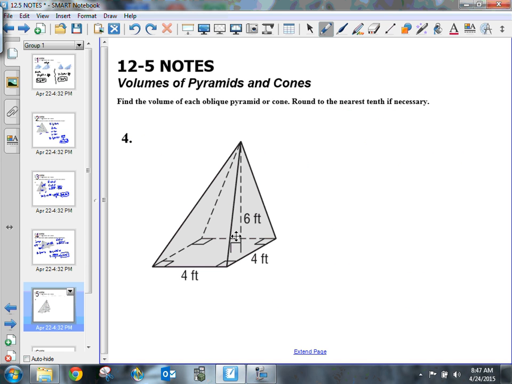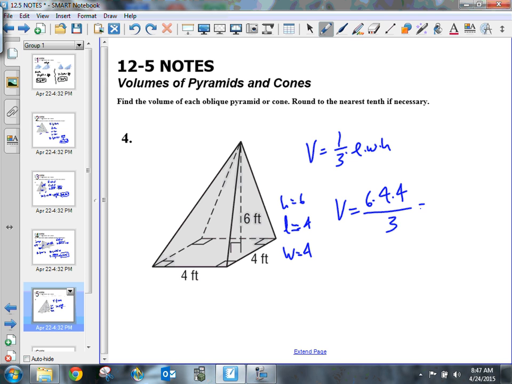Let's take a look at number 4. Now, this is an oblique pyramid. So we're going to do the same thing that we had. Volume is equal to 1/3 times the length times the width times the height. My height equals 6. My length is equal to 4. And my width is equal to 4, so I'm just going to plug those in. Volume is equal to 6 times 4 times 4, all divided by 3. I plug that in, and I'm going to get 32 feet cubed. So, guys, I've already done this work on the calculator, so you're responsible for finding that information on the calculator.